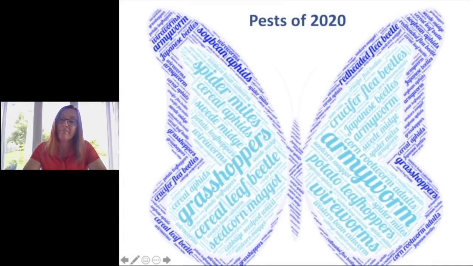So first, 2020 has been an incredibly active insect year. I tried to pretty it up by giving this word cloud in a butterfly, but really almost all the outbreaks have been some of the major ones. So armyworm, now spider mite potentially, cereal leaf beetle, potato leafhopper, and a few others. So any of the scouts out there that have been going nonstop, there's a reason for it, because it's certainly been a very active insect year.